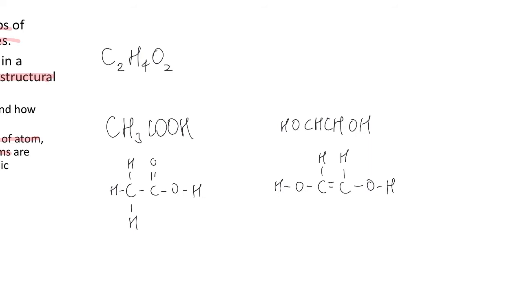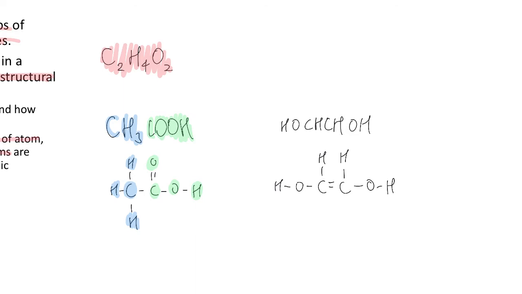For example, I have C2H4O2. There's a number of ways that C2H4O2 can bond together. For example, you have this one here, CH3COOH. This is the condensed structural formula. It shows that the first carbon is bonded to 3 hydrogens, and the next carbon is bonded to the oxygen, the other oxygen, and the hydrogen. So it's showing the structure of the molecule.